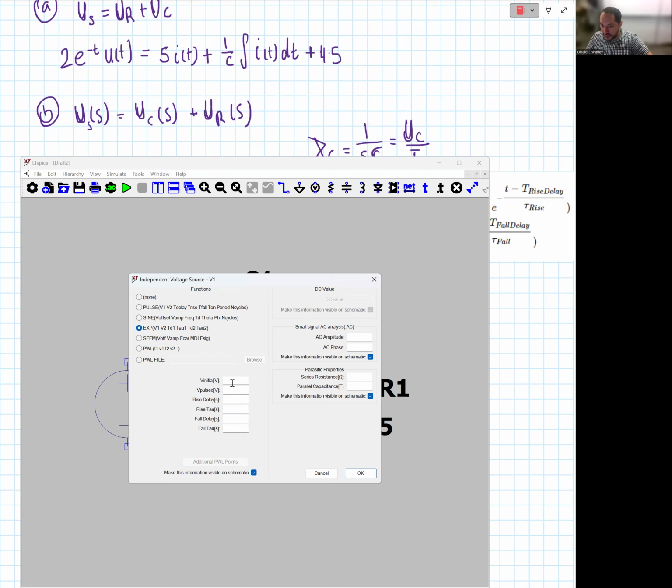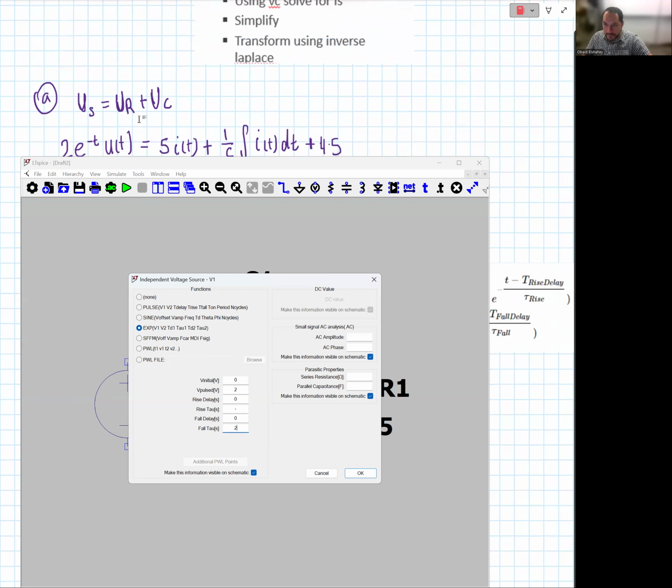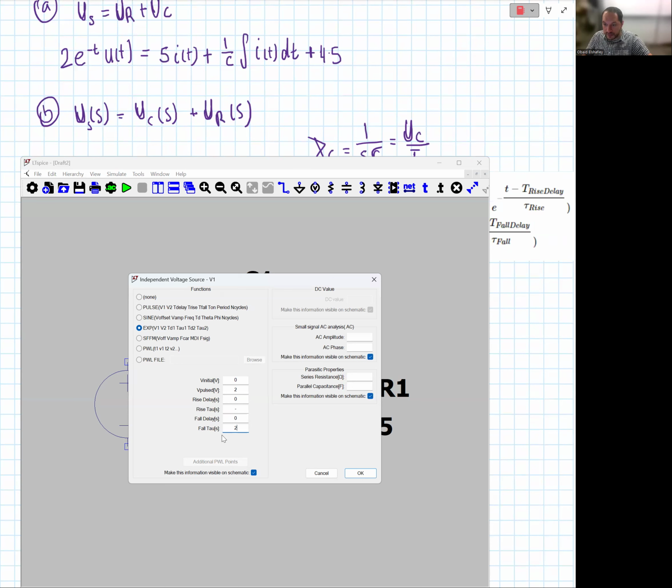We can discuss it later, but our V initial is 0. Actually, our signal starts with 0. Our pulse is 2. Our signal is actually falling. Rise delay is 0. Rise tau is 0. Fall delay is 0. We don't have any delay. Fall tau is the most important parameter. Fall tau is 1. Rise tau is 0. We don't have any rise component.